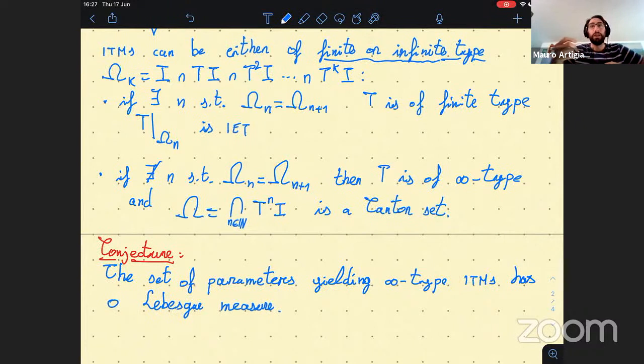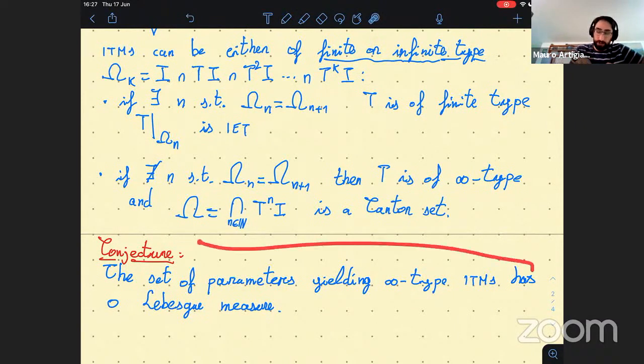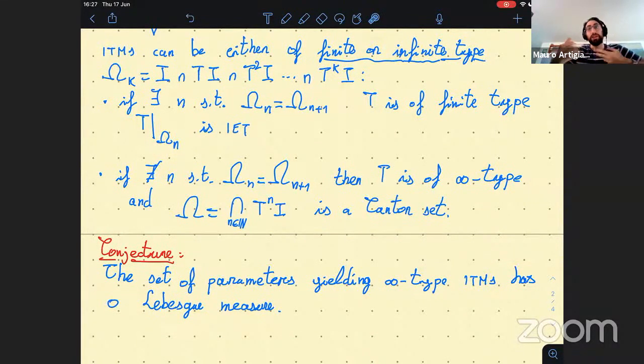And to the best of my knowledge, this conjecture has been proved only for interval translation maps on 3 intervals, which is more or less the class we will talk about today, which is double rotations. If you take 2 intervals, it's easy to see that you always get a rotation, not even an IT, always a rotation on the finite type attractor. Okay, questions, doubts?